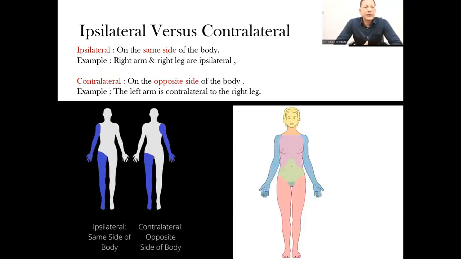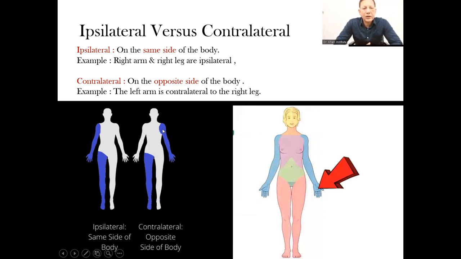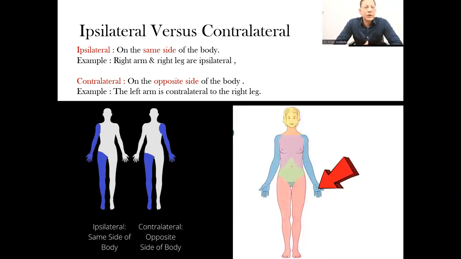Ipsilateral versus contralateral. Ipsilateral means on the same side, taking the midline as the reference point. Now we can say the right arm and the right leg are ipsilateral. And once again, taking the midline as the reference point, the left arm is contralateral to the right leg. So ipsi means on the same side, and contralateral means on the opposite side.